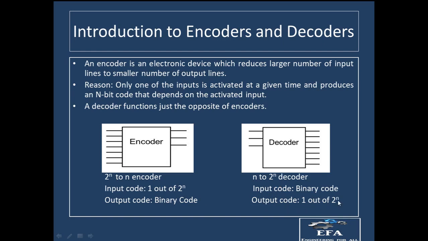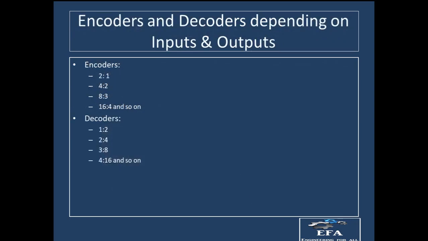Okay, so let us see the first example of the encoder. Let us first of all discuss the types of the encoders depending upon the inputs and outputs. Encoders can be 2 is to 1, 4 is to 2, 8 is to 3, 16 is to 4, and so on. You can see over here there is a relation between the input side and the output side in the encoders.